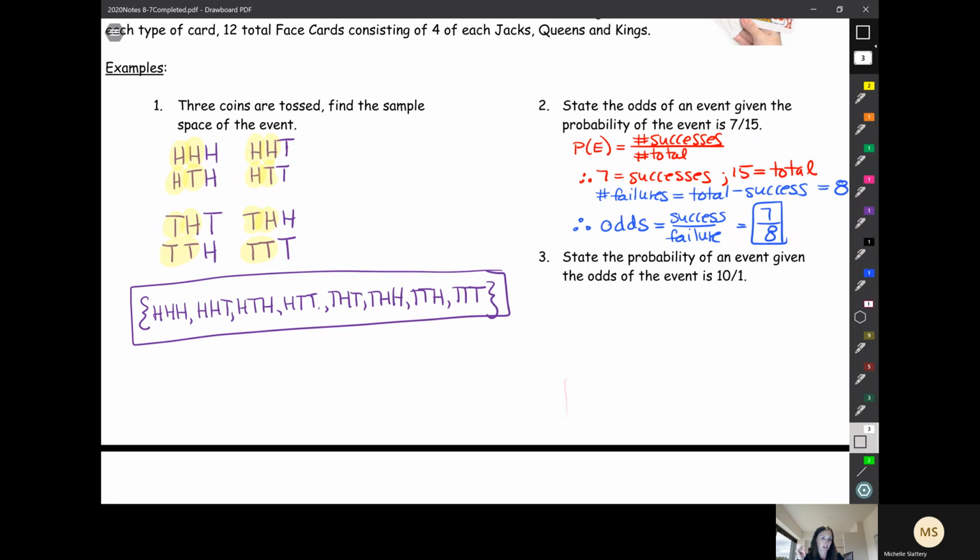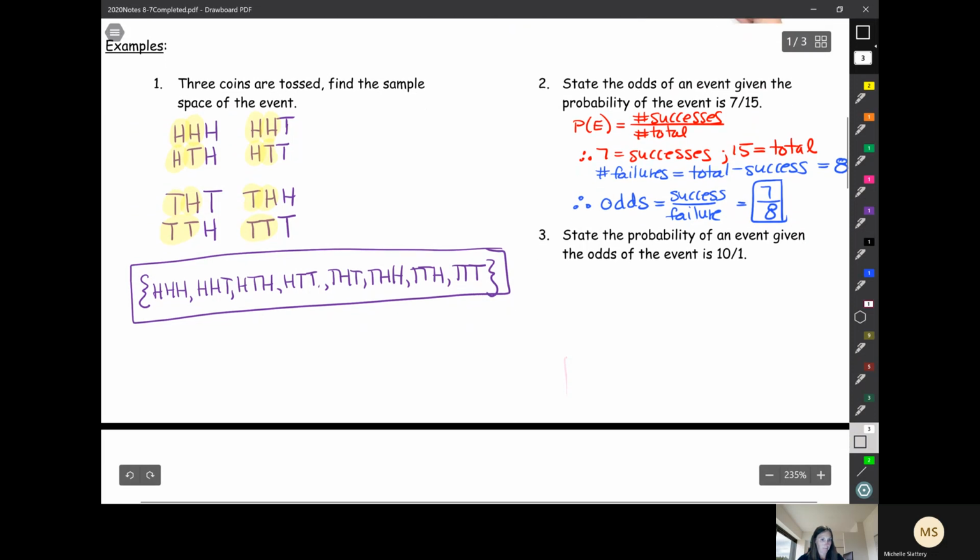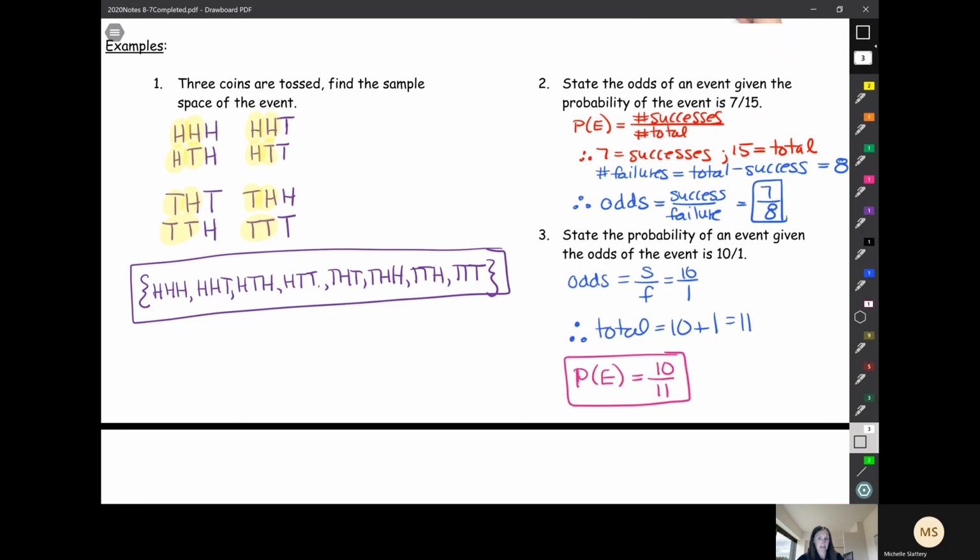All right, go ahead and try number 3 on your own. You can pause the video right now. All right, so let's check your answer. So if the odds of the event is 10 over 1, we want to find the probability. Did you get the probability to be 10 over 11?